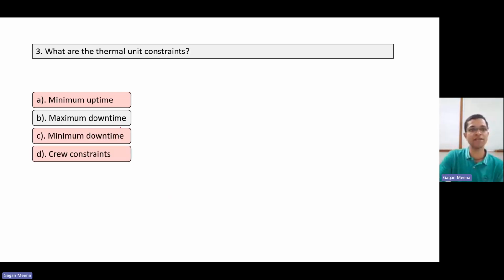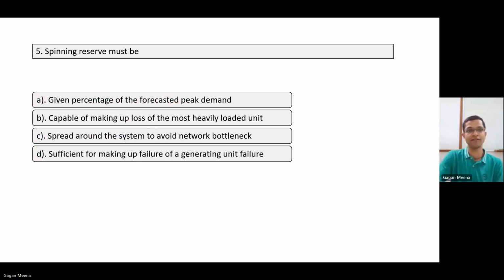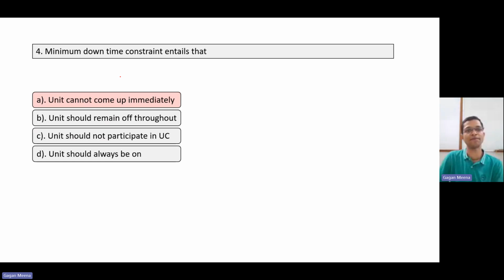Minimum downtime constraint entails that the unit cannot come up immediately. Downtime means if it is off, then it should remain off for downtime hours.